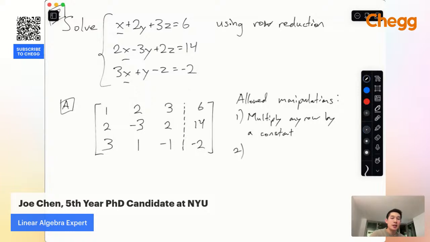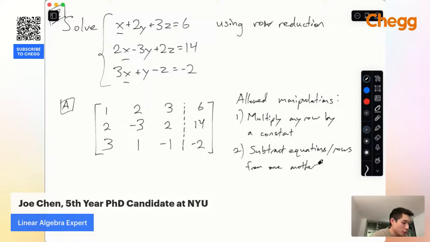And then another thing I will be allowed to do is subtract equations from one another. So I can subtract equations or rows from one another.